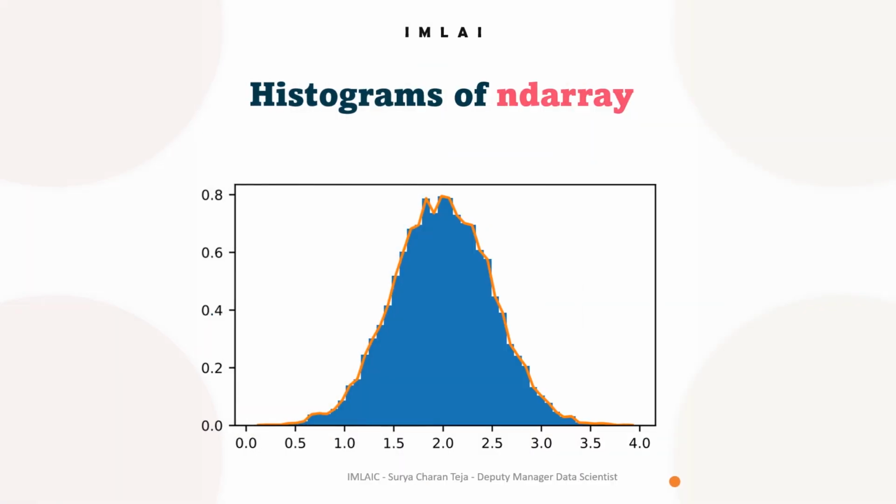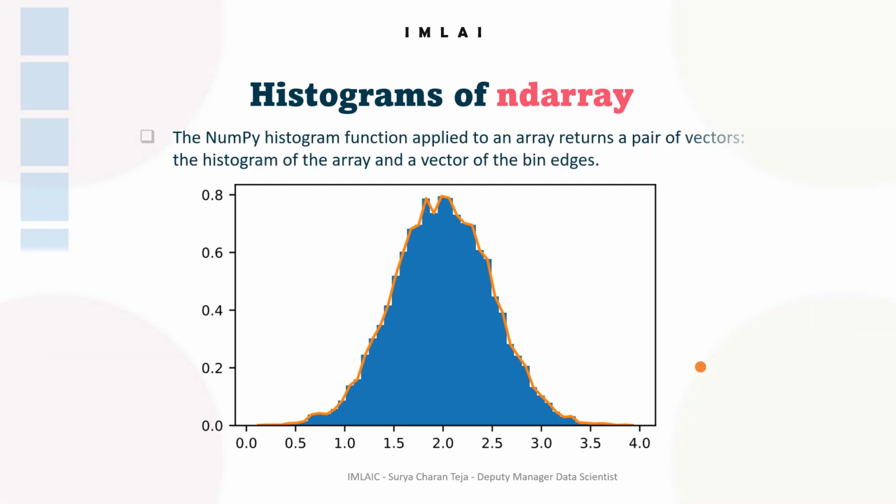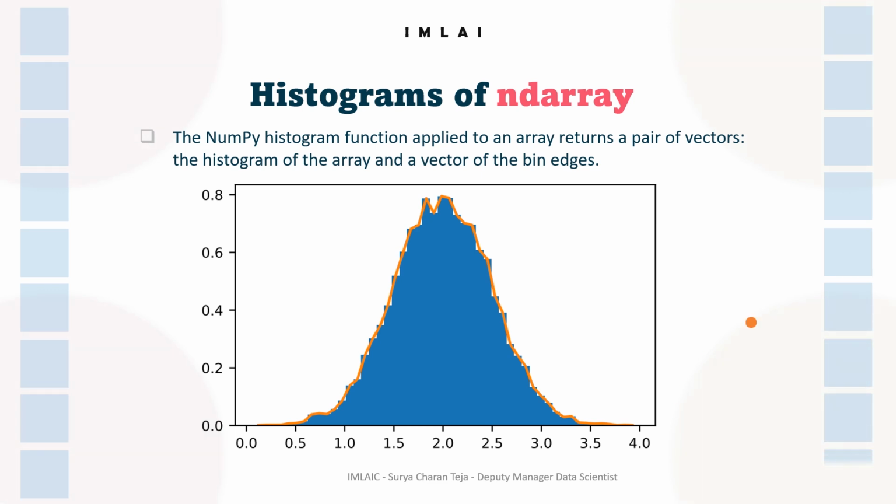Now let's look into the histograms of ND array. The NumPy histogram function applied to an array returns a pair of vectors: the histogram of the array and a vector of the bin edges. Beware, matplotlib also has a function to build histograms called hist, H-I-S-T, as in MATLAB. That differs from the one in NumPy.